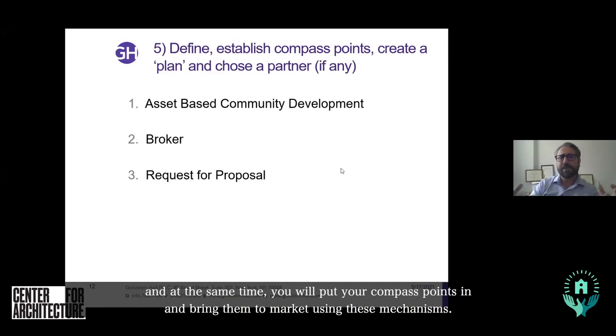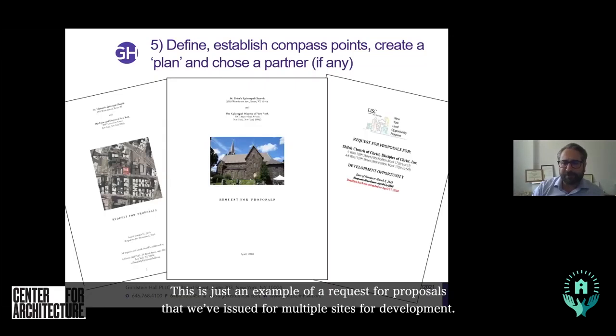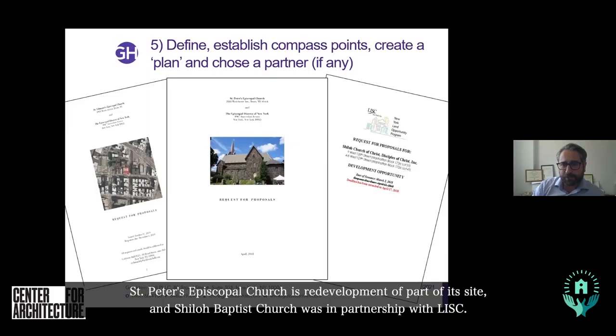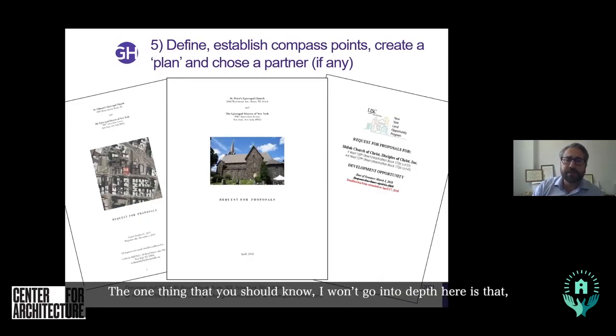At the same time, you will put your compass points in and bring them to market using these mechanisms. This is just an example of requests for proposals that we've issued for multiple sites for development. Very quickly, St. Edmunds was a full-scale redevelopment of the site. St. Peter's Episcopal Church was a redevelopment of part of its site, and then Shiloh Baptist Church was in partnership with LISC.